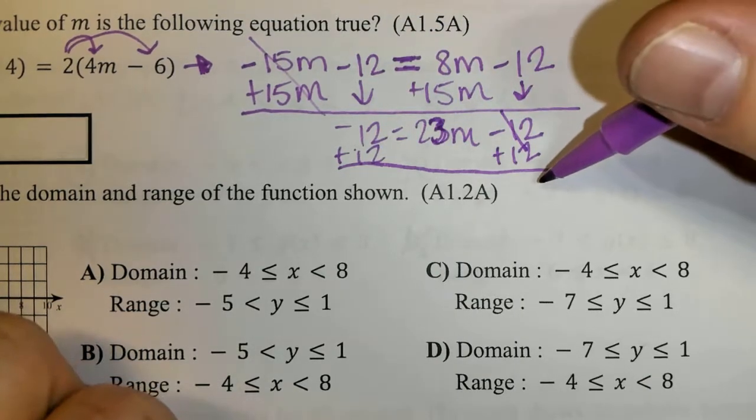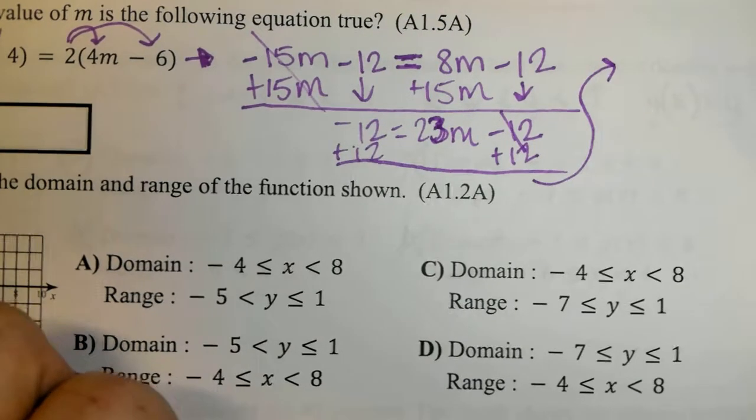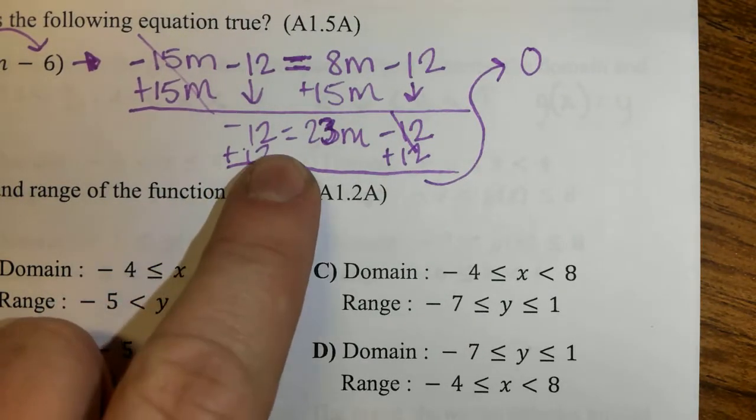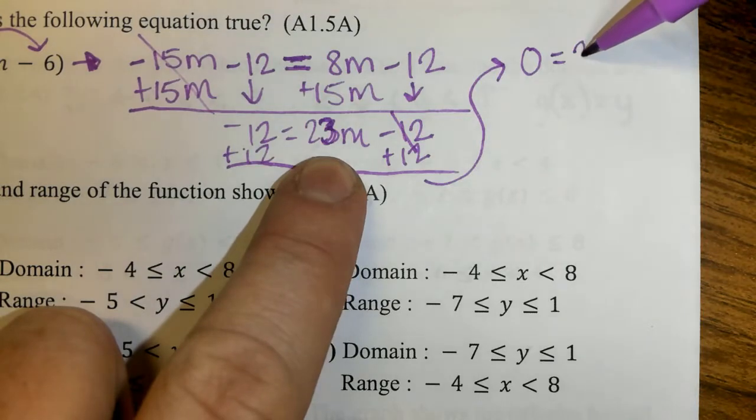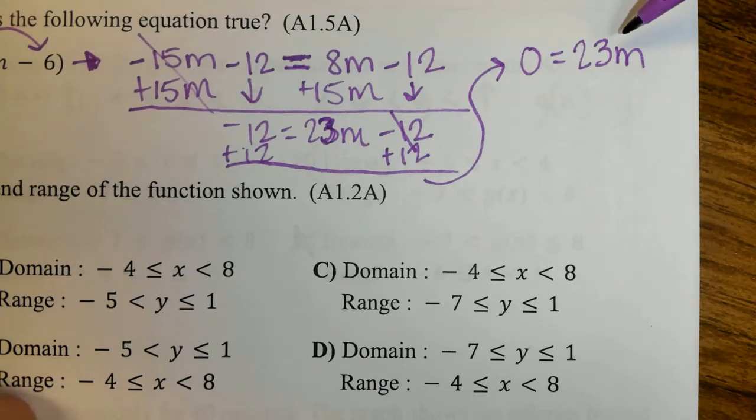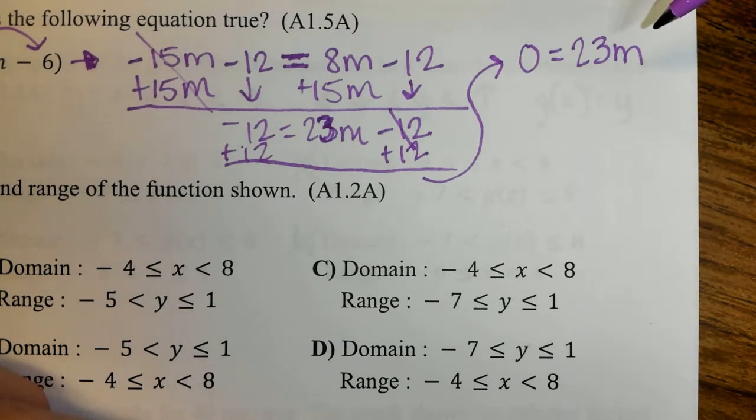Oh my gosh, look at that. I'm going to go up here. So 12 minus 12 is 0, okay, equals 23m. Now, I keep seeing people get to this point where they have some letter equals 0 and go, oh, that's no solution, but that is not correct. Okay, as long as I have a letter, I still have an answer.